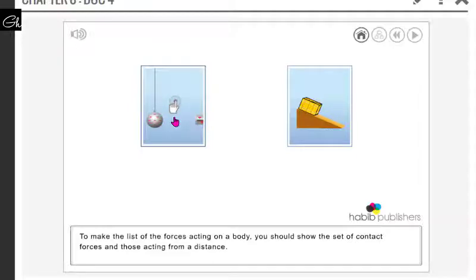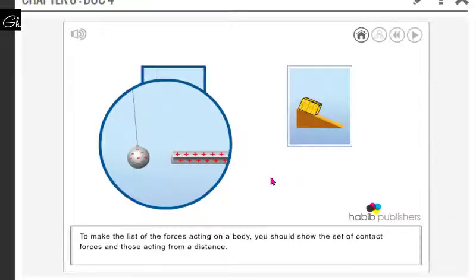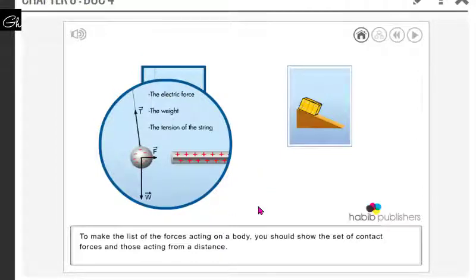Now let's check electric force. Here we have two objects. One of them is the rod, which is positively charged, and the sphere, which is negatively charged. First, as usual, the weight will be directed towards the ground, which is the gravitational force. The second force is the tension force acting along the wire. And at the end, we have the electric force. It's the force of attraction between opposite charges.